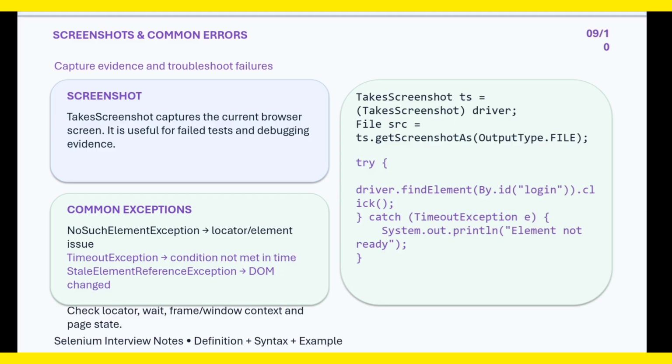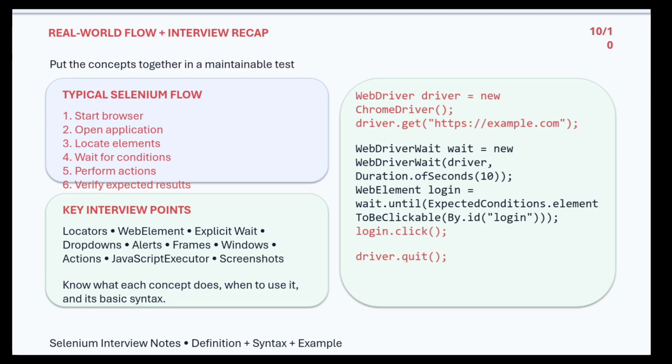Finally, let's put all these concepts together in a typical Selenium flow. Let's quickly connect everything we've learned. A typical Selenium test starts by launching the browser and opening the application. Then we locate the required elements using suitable locators and wait for them to be ready. After that, we perform actions such as clicking, typing, selecting drop-down values, handling alerts, or switching frames and windows.